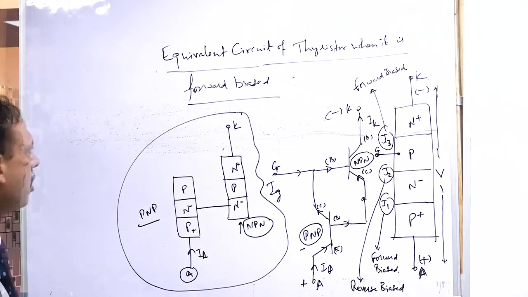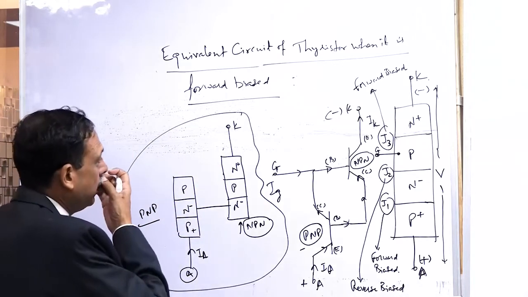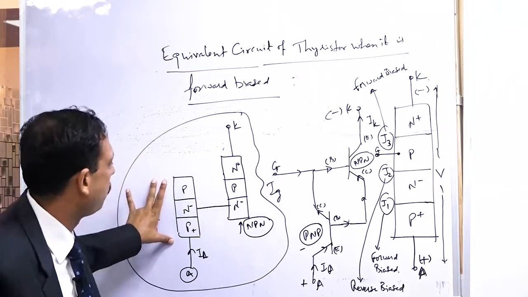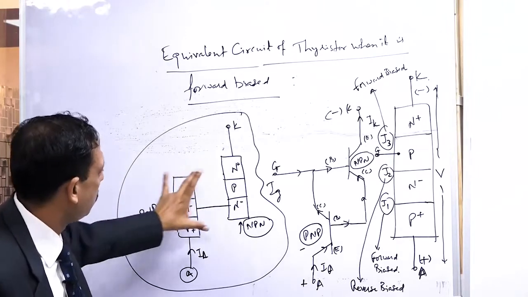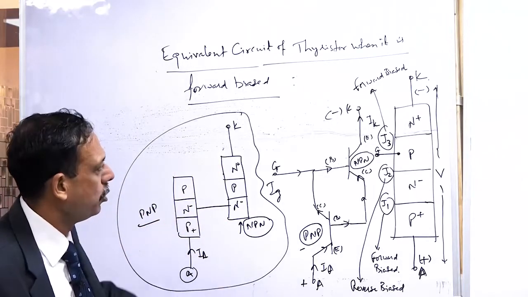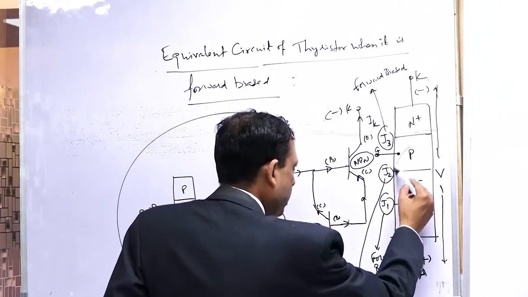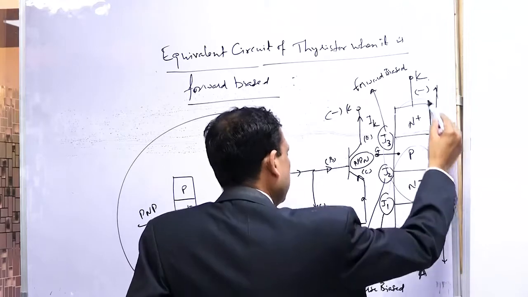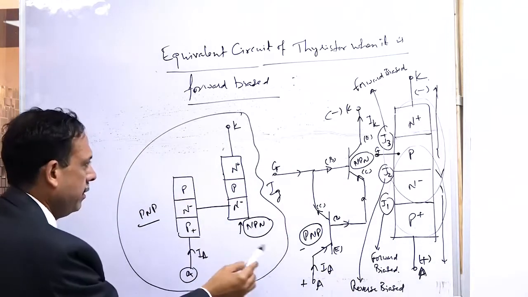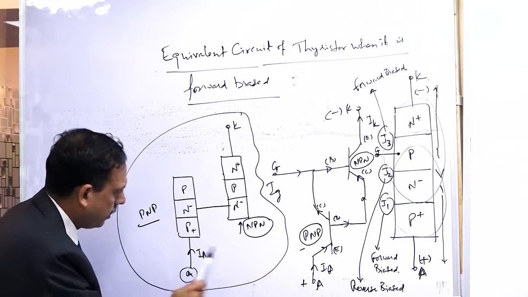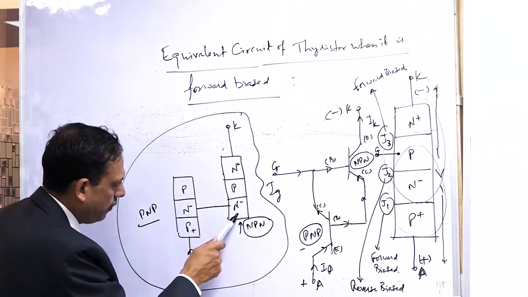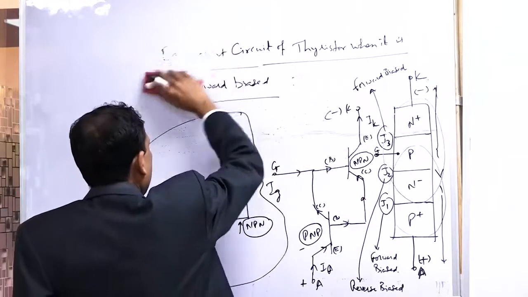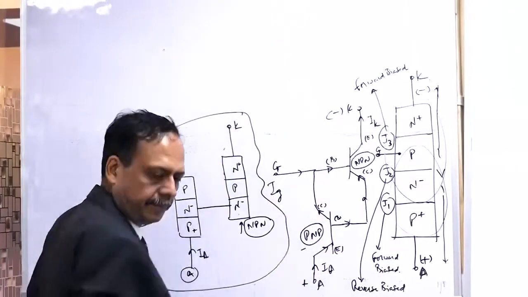Everybody has drawn. Now PNP, this is an equivalent circuit of a thyristor. When it is forward biased, it can be split into two transistors. One is PNP and the other NPN. This is the first one, PNP, and this is NPN, the second one. This is how we have split the same thyristor. The base of this is going to the collector of this. I will explain what is PNP. Now I will briefly explain first what is a PNP.